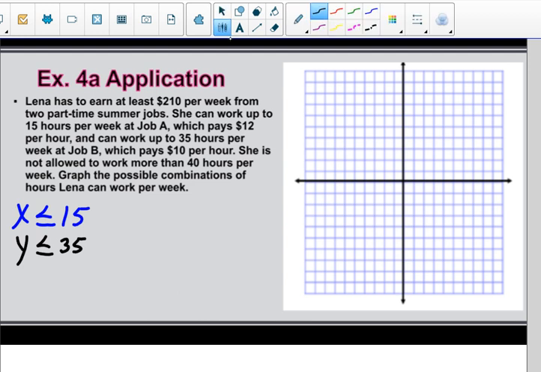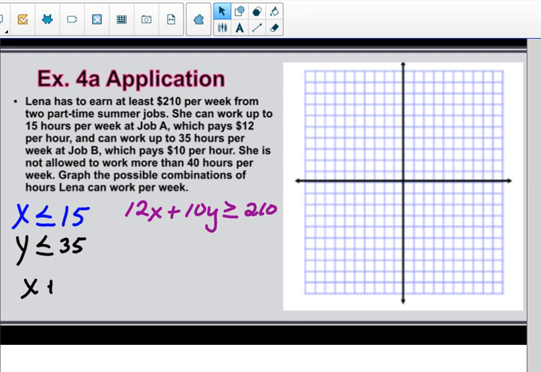And then we have Lena has to earn at least $210 per week from both jobs. So if she gets $12 an hour for job A plus $10 per hour for job B, it has to be at least, so greater than or equal to $210. And then the last one says that she is not allowed to work more than 40 hours. So job A plus job B cannot be more than, so up to 40 hours.